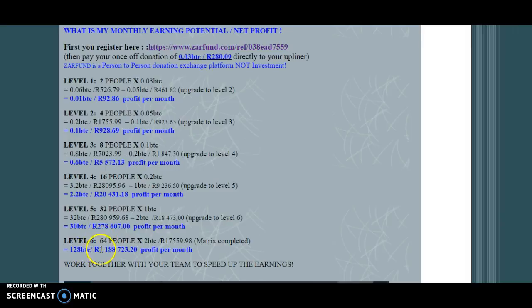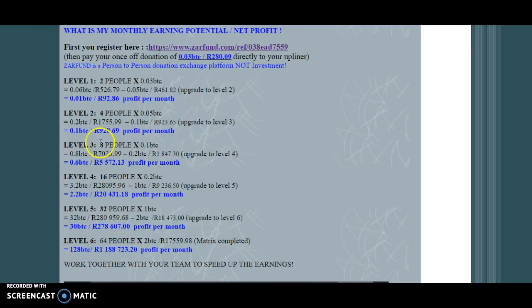You will then make more or less about 1.1 million rand. You would have completed your matrix. Okay, now this process, guys, every member of your team needs to follow it. That's how you move quick and fast towards the million zone.